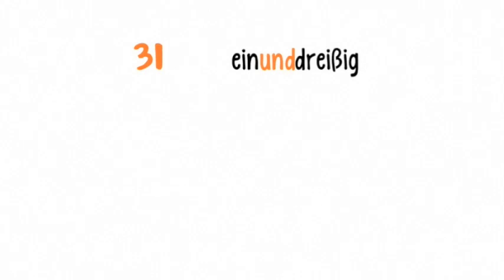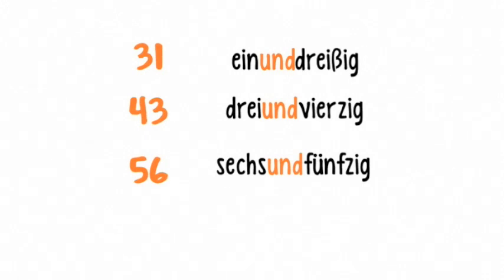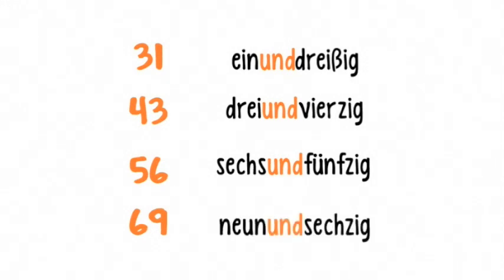31. Now let's see how to form the numbers from 40 onwards. 43 in German is 43. 56. 69. 43, 56, 69.